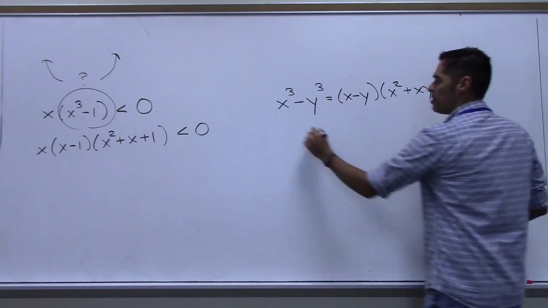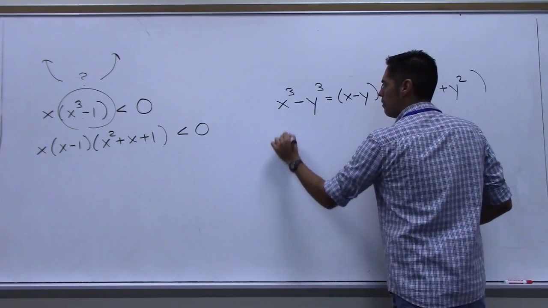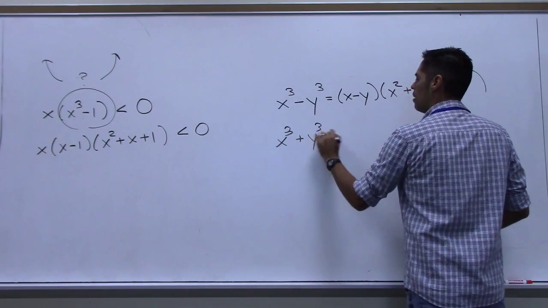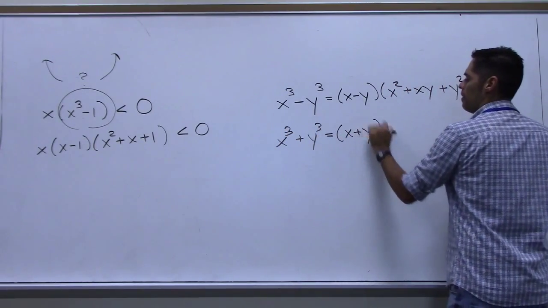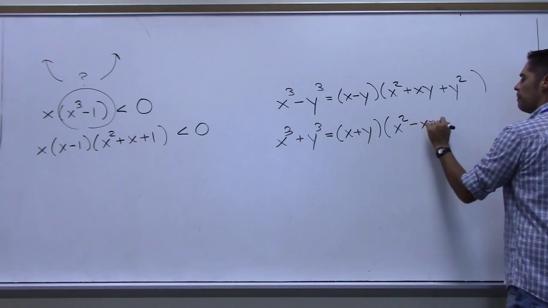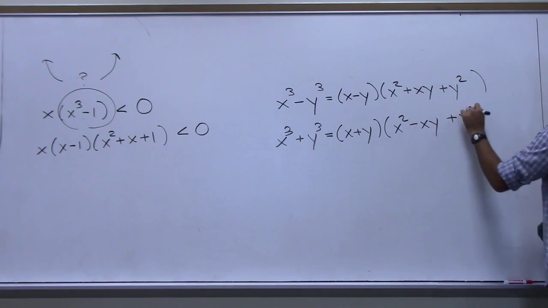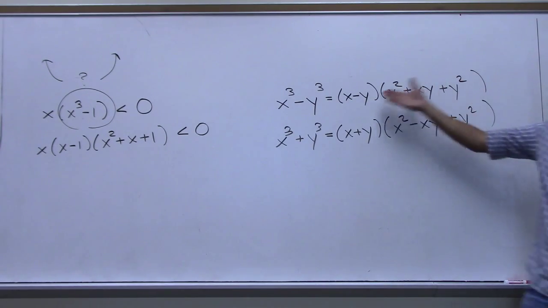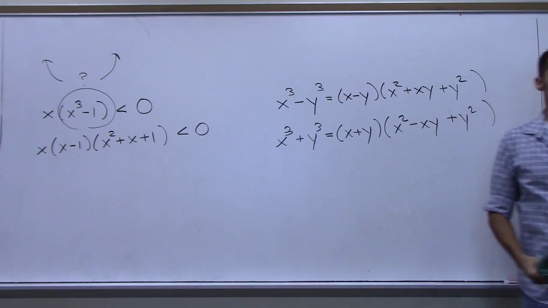If it was plus, it's the sum of cubes. The only difference is that's a plus, that's a minus, and this last one never changes. In both formulas, it's always plus. Right, that's the difference of cubes formula. That's the sum of cubes formula.